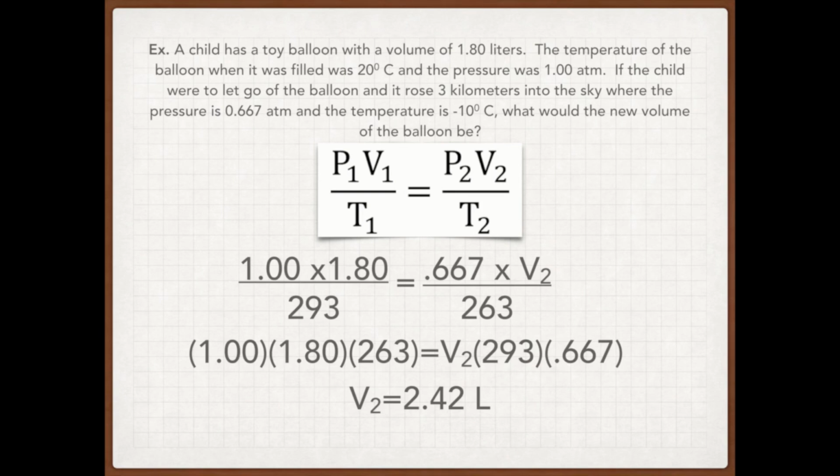Notice I have three significant figures because my volume and pressure both have 3 sig figs each. My temperatures, when I add 273 to them, they both have 3 sig figs. Notice my units for volume were in liters, and therefore my new volume is also going to be in liters. So those are the last 3 gas laws that we're going to be looking at.